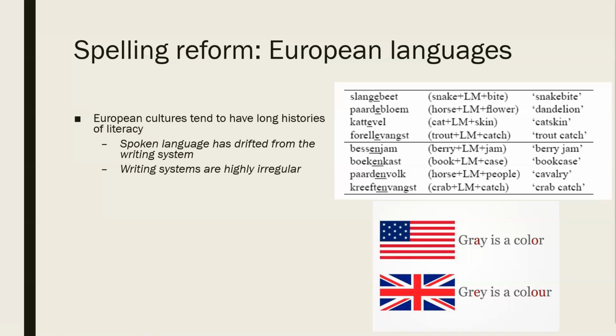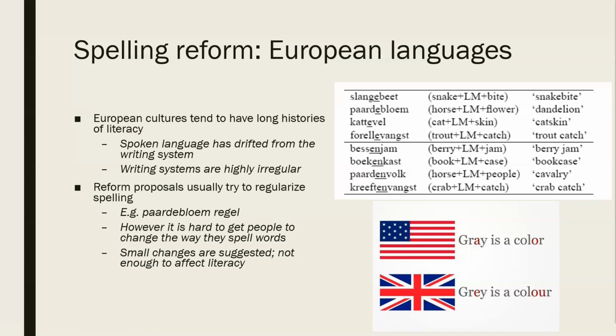Very often European writing systems are very irregular, and because of this, they are often targets of efforts of reform, partially to increase literacy. These reform proposals usually try to regularize the spelling in some way. The reform that the textbook looks at, and I'll talk about a little bit later, is the Paardenboomregel, developed to standardize Dutch spelling.